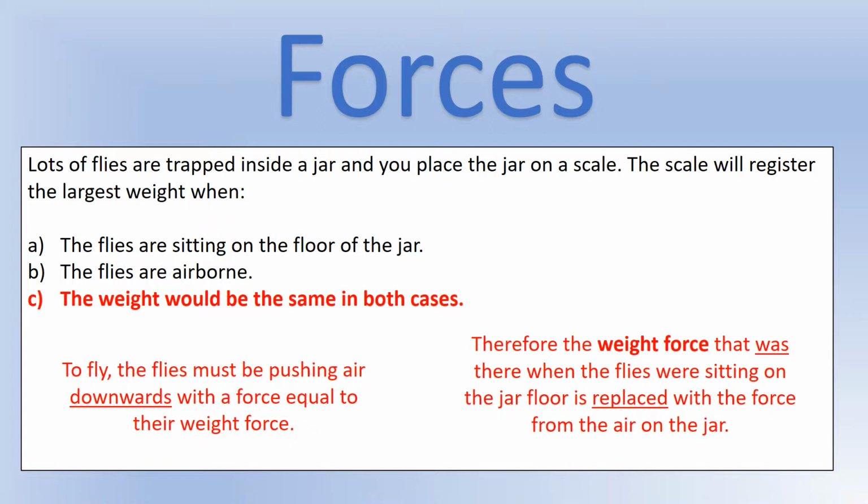They push air downwards and they experience an equal and opposite force upwards. So if they are flying, that upward force must be equal to their weight force. So the downward force they are exerting on the air would be equal to the weight force of the flies, and then that air is pushing on the floor of the jar, so what it seems like is effectively you get exactly the same force. So that would be the answer we'd expect to get in both cases.